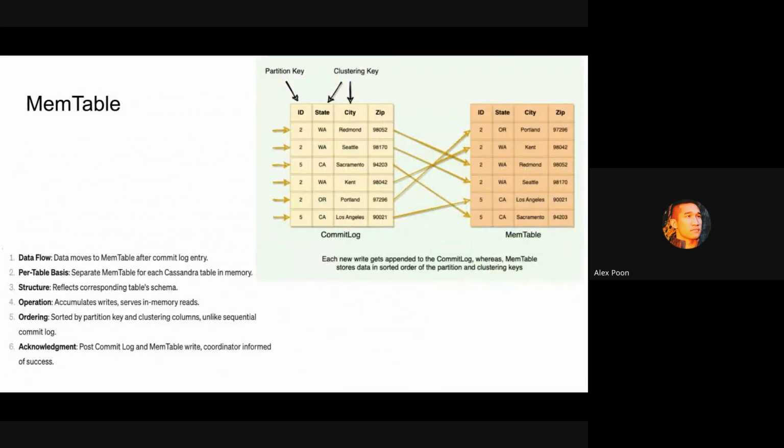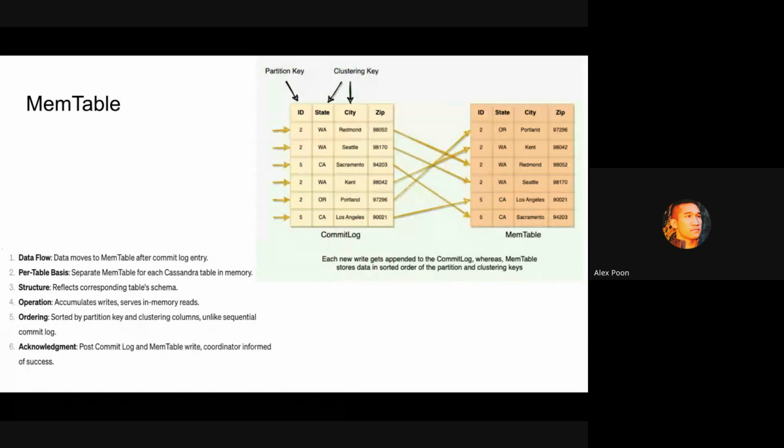The mem table. After it's written to the commit log, the data is written to a memory resident data structure called the mem table. Each node has a mem table in memory for each Cassandra table. Each mem table contains data for a specific Cassandra table for data not yet flushed to disk.